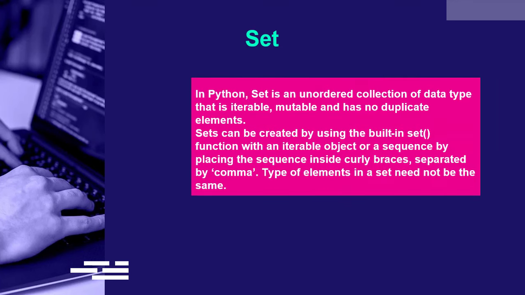The other data type in Python is set. Set is an unordered collection of data type that is iterable, mutable, and has no duplicate elements. The order of elements in a set is undefined though. It may consist of various elements. Sets can be created by using the built-in set function with an iterable object or a sequence, or by placing the sequence inside curly braces separated by comma. Type of elements in a set need not be the same, but various mixed up data type values can also be passed to the set.